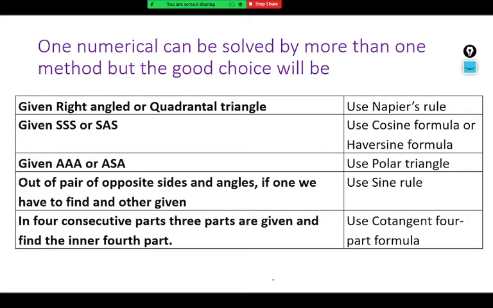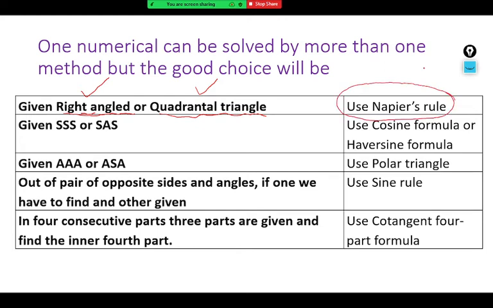At the end of this topic, spherical trigonometry, we'll also discuss it. But right now I will tell you, when you come across a right angle triangle or a quadrantal triangle, we'll discuss this. Remember, this is actually the slide I kept at the last of the session, but I want to tell this at the beginning also. So you will come to know what a right angle triangle is, what a quadrantal triangle is, and for these triangles it is better to use Napier's rule.